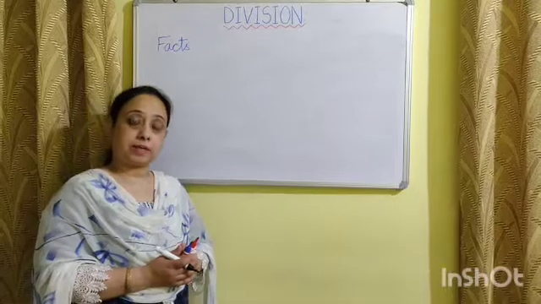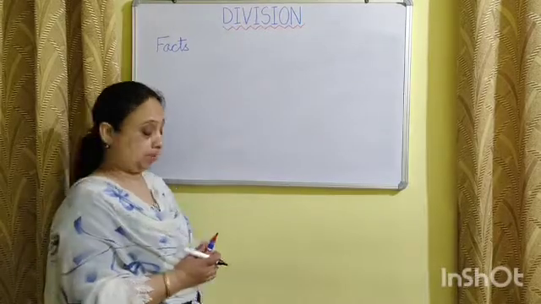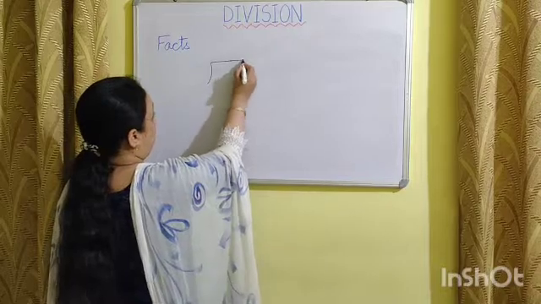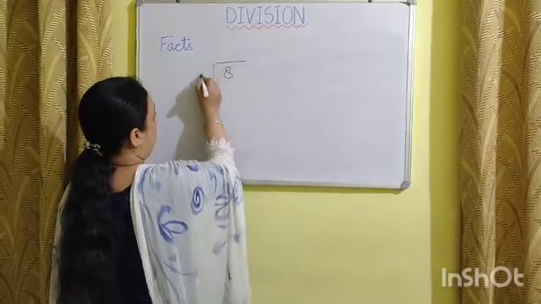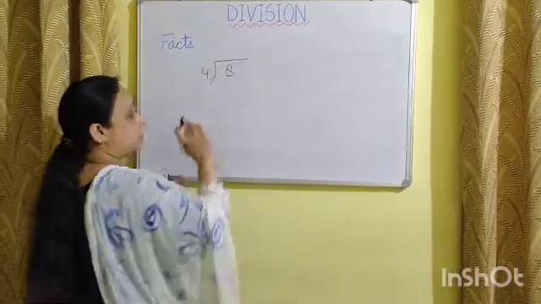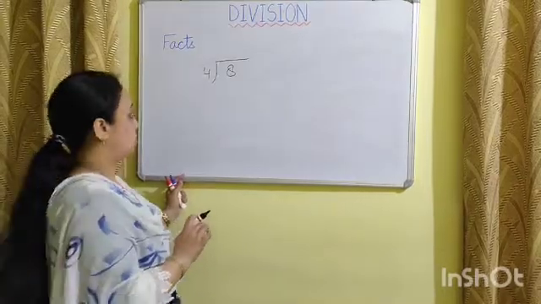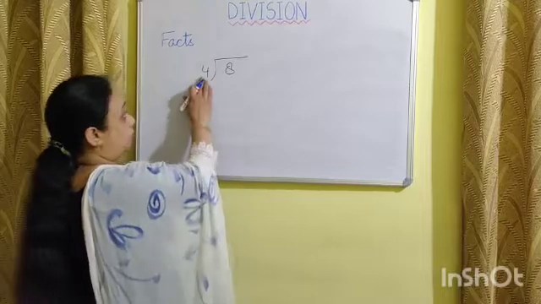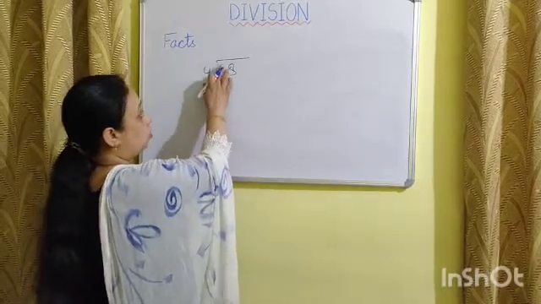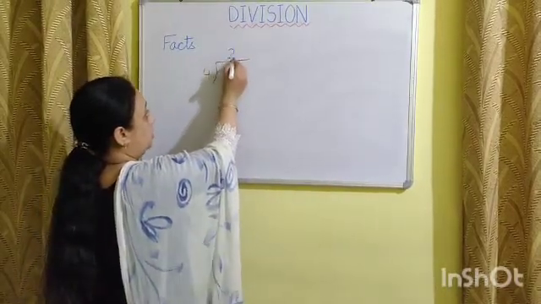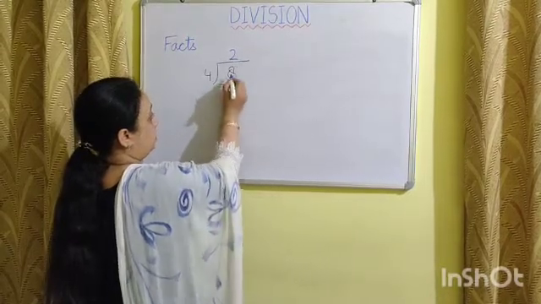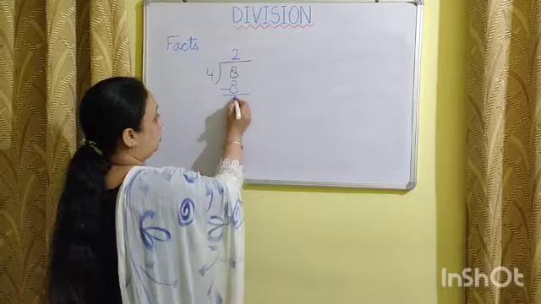Now I'll explain these facts through an example. Suppose you have to divide 8 by 4. This is the sign which we draw for division. We'll read the table of 4. 4 ones are 4, 4 twos are 8. Subtract these. 8 minus 8 is 0.